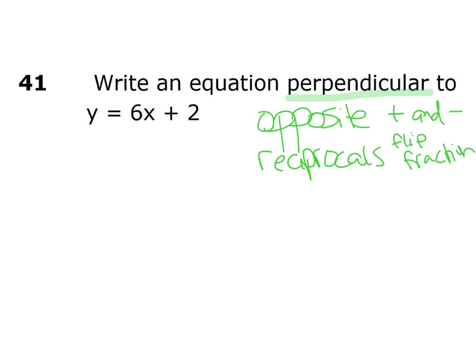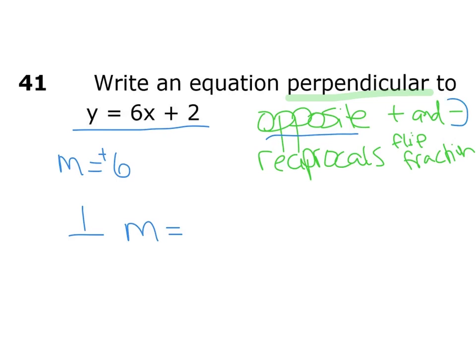Reciprocal is another way for saying to flip the fraction. So we come over and we take a look at our equation, and it is in slope-intercept form and our current slope has a value of 6. So if we want a perpendicular, this is the symbol for perpendicular, I'm looking for a slope that is opposite. So here we're going from a positive value, which means I need a negative. And then reciprocal, I need to flip my fraction.